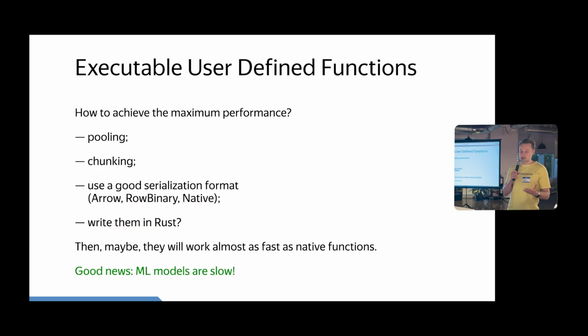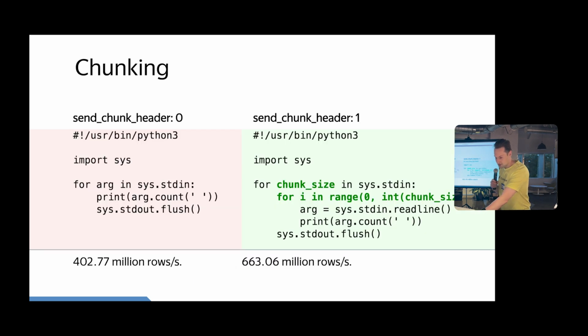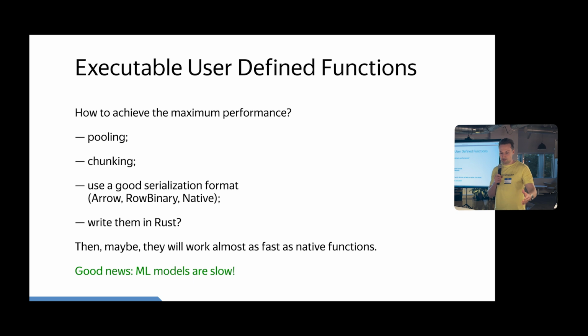Okay, we can also change the serialization format. In this example, we used TSV, but we can use Parquet, Arrow, raw binary format, or native ClickHouse format. It will be faster. And finally, we can rewrite it from Python to Rust, and it will be even faster. Or in C++, maybe it will be even faster. Okay, maybe it will work as fast as native functions.